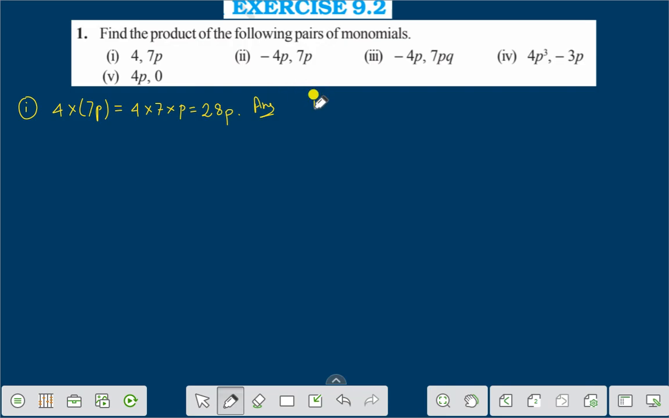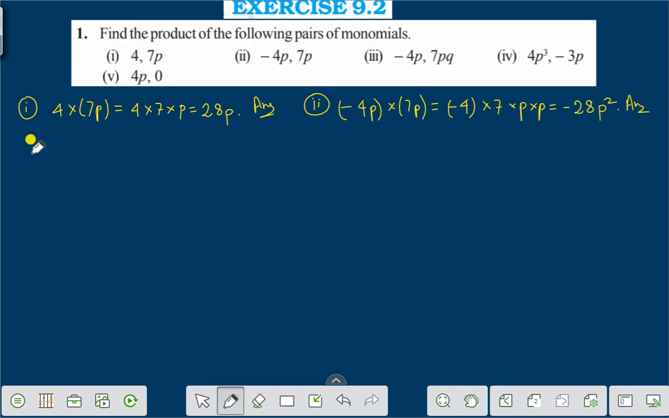Now question number 2. Question number 2 here you see is minus 4p into 7p. First of all, multiply the number, that is minus 4 into 7 into p into p, that is equal to minus 4 7 minus 28, and p into p is p square. That is the answer of question number 2.